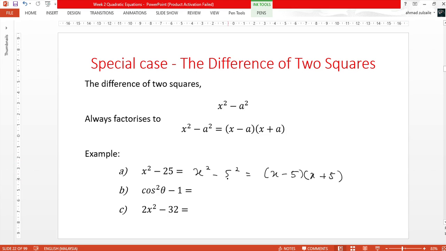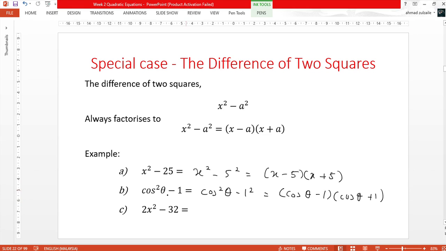Okay, so let's try this: cos squared theta minus 1. Before you continue to the standard form, now your a squared is no longer a squared, what you have is only 1. But don't worry, you can change your equation to 1 squared, because you know that 1 squared is 1, right? So now your equation is in the standard form, and you can change it to cos theta minus 1, cos theta plus 1, be the answer.